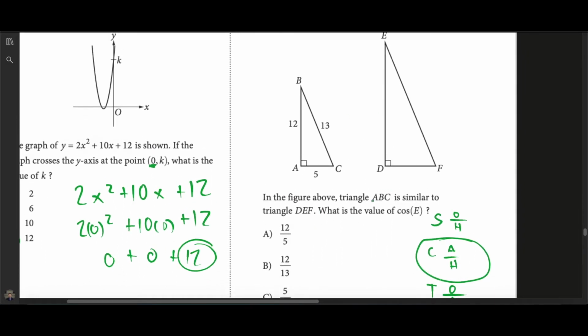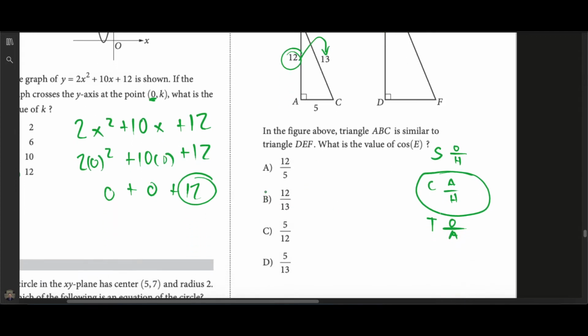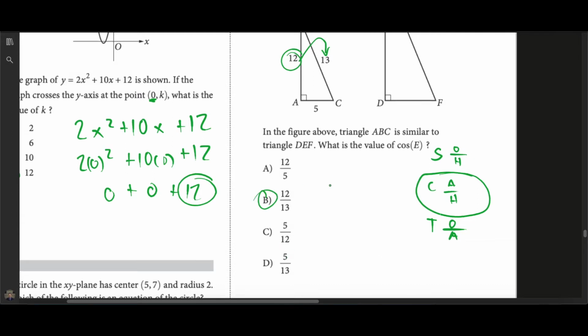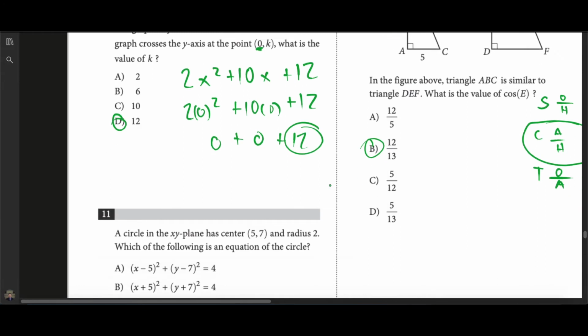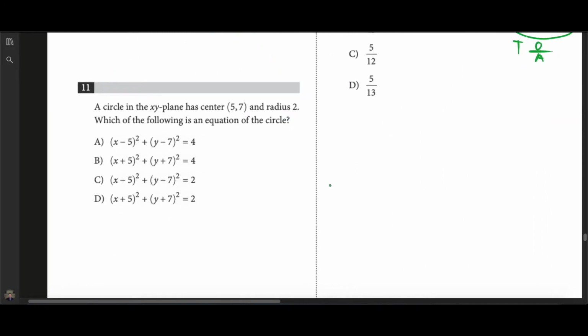So if you're looking for the value of cosine of E, okay, E is this, which corresponds with B, and cosine is adjacent over hypotenuse, so we're just going to say that this is going to be 12 over 13. That's all you have to do. Oh, I see that I skipped number 11, but that's okay.